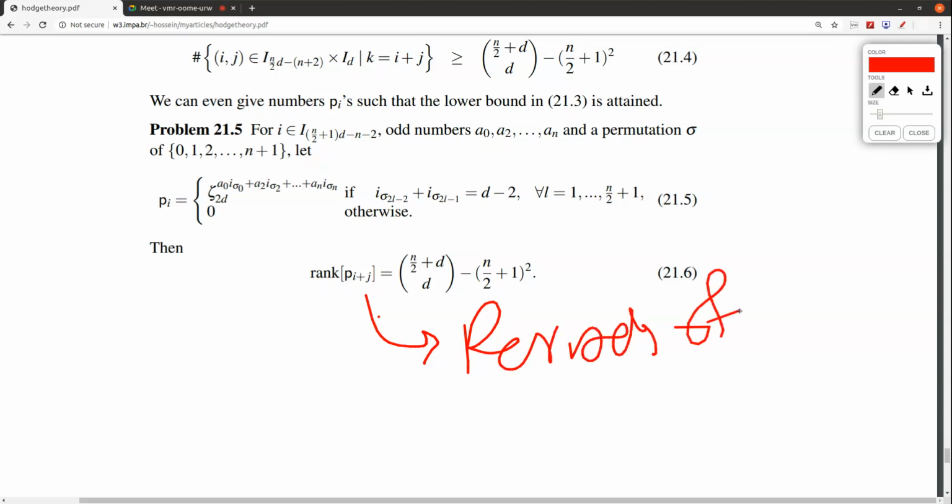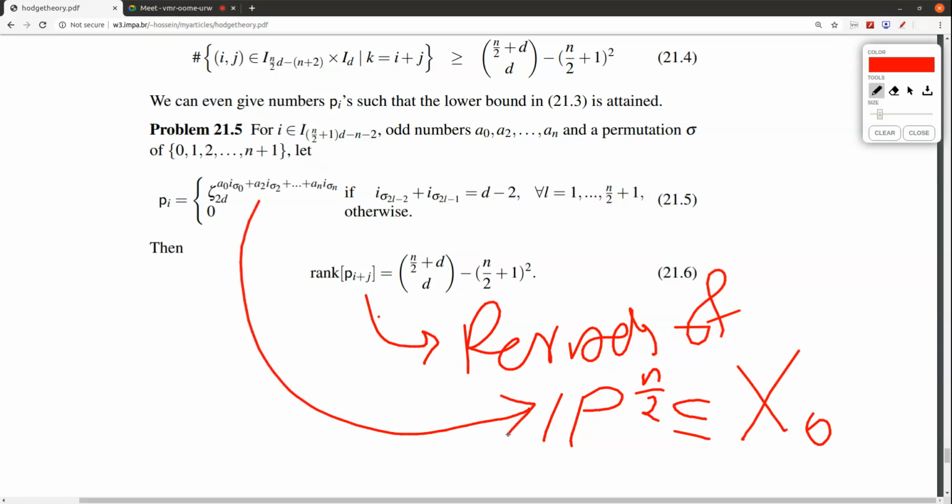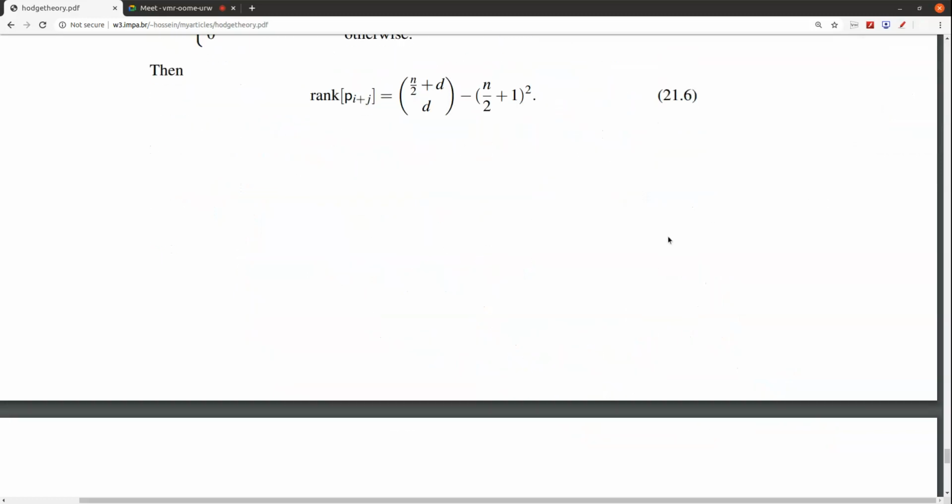The point is that there are a lot of projective spaces of dimension n/2 inside the Fermat. Fermat is of dimension n, so this means that these are algebraic cycles, and actually these numbers have to do with the periods of these guys. But as it is, this is just a kind of elementary linear algebra problem. So let's go to another problem.